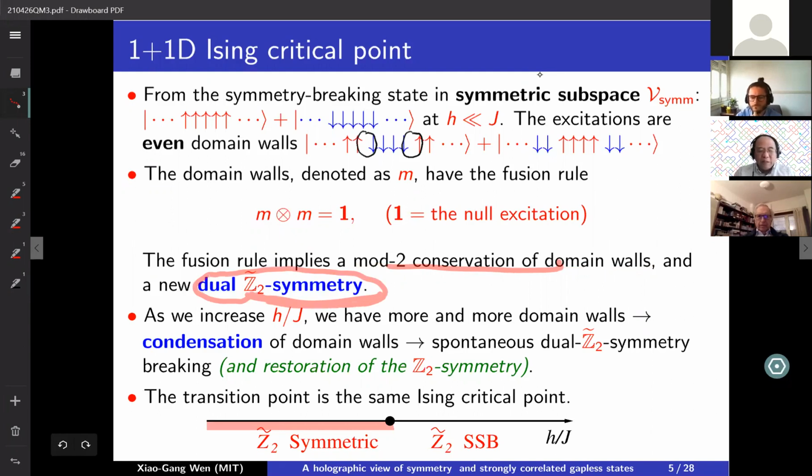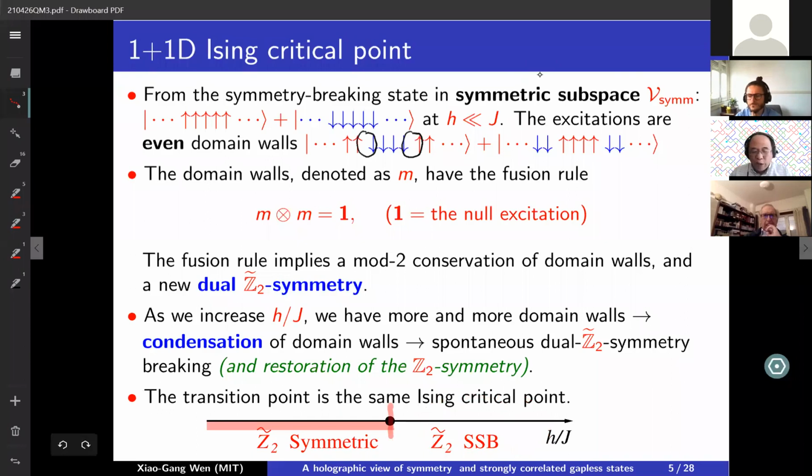And this is one of the main players of this talk. So we have a dual Z2 symmetry. It's really the conservation of domain walls. And this is the picture in the large J limit, J much bigger than H. But when H gets bigger, we have more and more domain walls. Eventually, we have too many domain walls, and domain walls condense, which breaks this dual Z2 symmetry. Okay. And then we have a critical point, which is a symmetry breaking of this dual Z2 symmetry. Okay. So that's a two-point view to understand the same critical point.